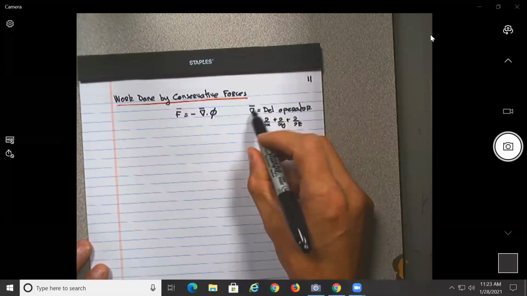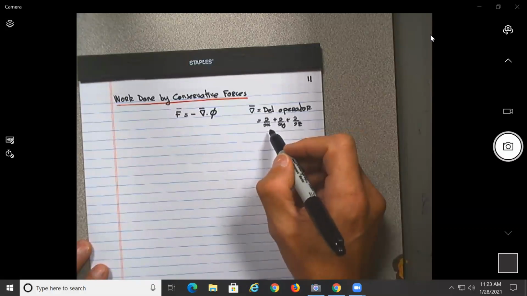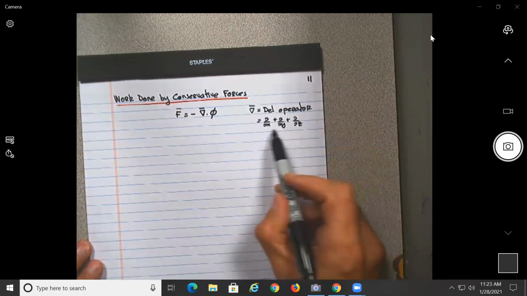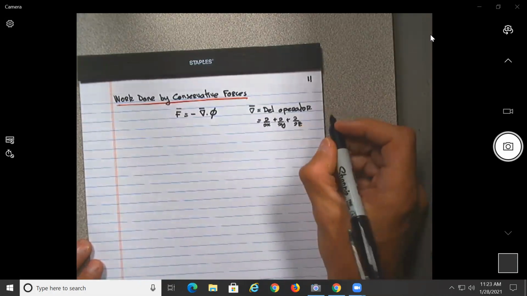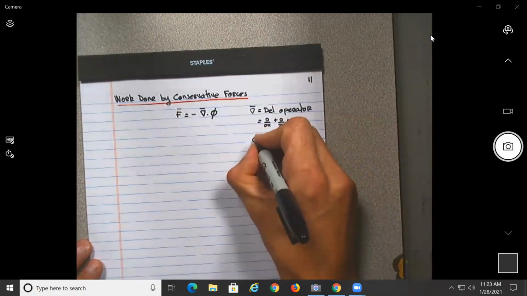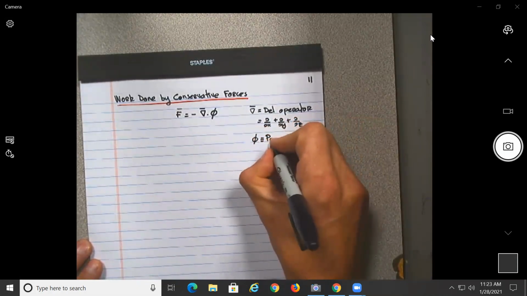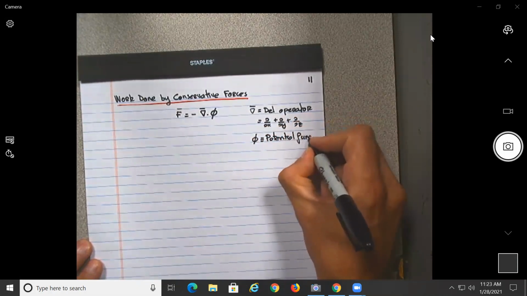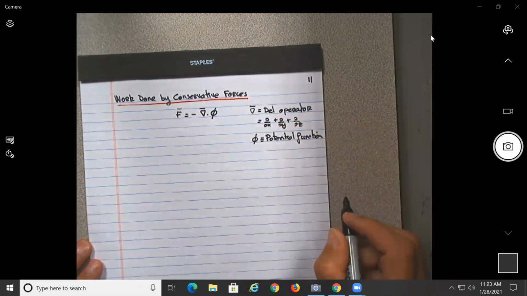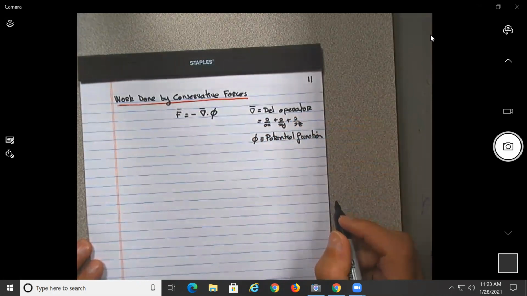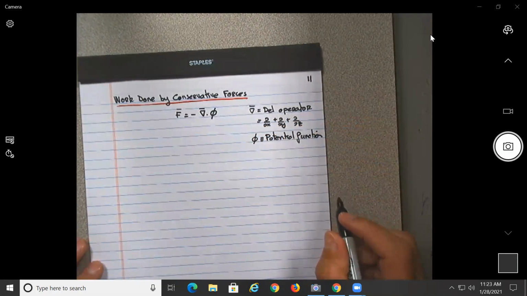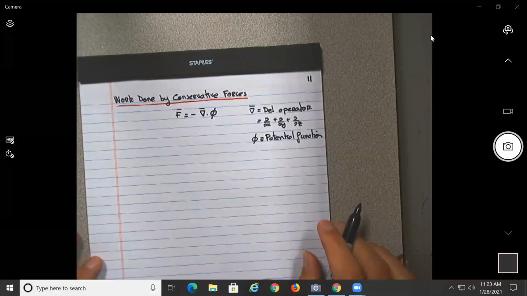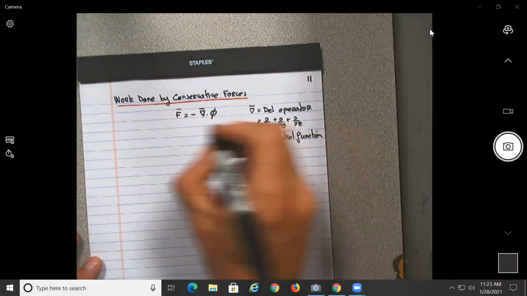The function of the operator here is doing the gradient, but here I'm just calling it the del operator because of the letter. But yes, this is doing the gradient. And then phi is a potential function. So now you're going to understand why the term potential energy.